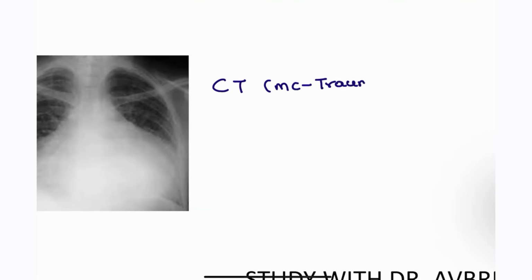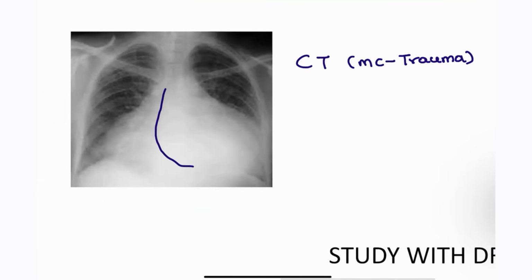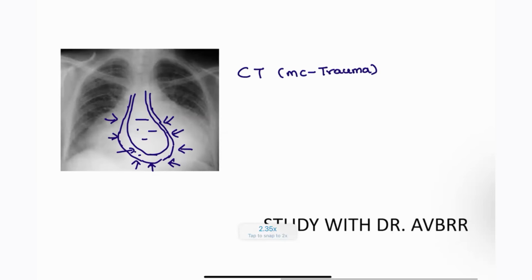So how is the cardiac tamponade formed? For example, this is how the heart silhouette will be seen, but this is the covering of the pericardium. So what happens when the pericardium is filled with blood? It is going to push harder, the pressure will be increased on the heart, so the heart will be compressed, and the patient will have the symptoms of Beck's triad.